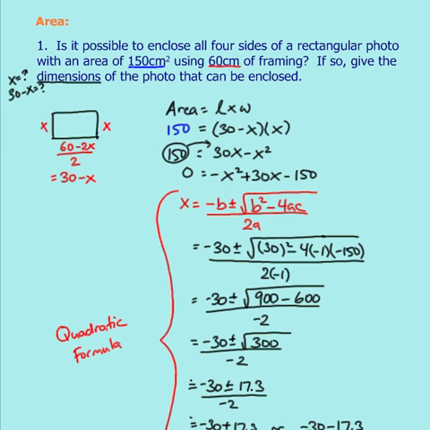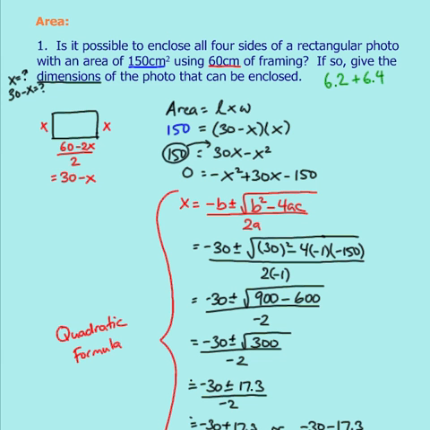Okay. Is it possible to enclose all 4 sides of a rectangular photo with an area of 150 centimeters using only 60 centimeters of framing? And if so, give the dimensions of the photo. They didn't mention a maximum or minimum anywhere, which leads me to believe that this is a question from 6.2 or 6.4. That means that I can actually solve this by using factoring or quadratic formula. It's really my choice. But before all that, I really need a formula first.